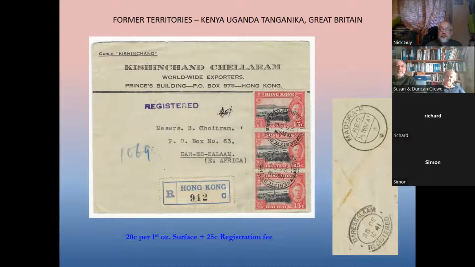But there is a big curiosity to me here, and I haven't been able to figure it out. I've asked some of my Indian fellows to help with the routing of this, because you see the receiver, Dar es Salaam, 28th of December, 1941, but that transit marking of Madura, I looked up where Madura is in India, and it's in the center part of southern India, probably a couple of hundred miles inland from Madras. So how did a cover go into the center of southern India when it was on its way from Hong Kong to Dar es Salaam?